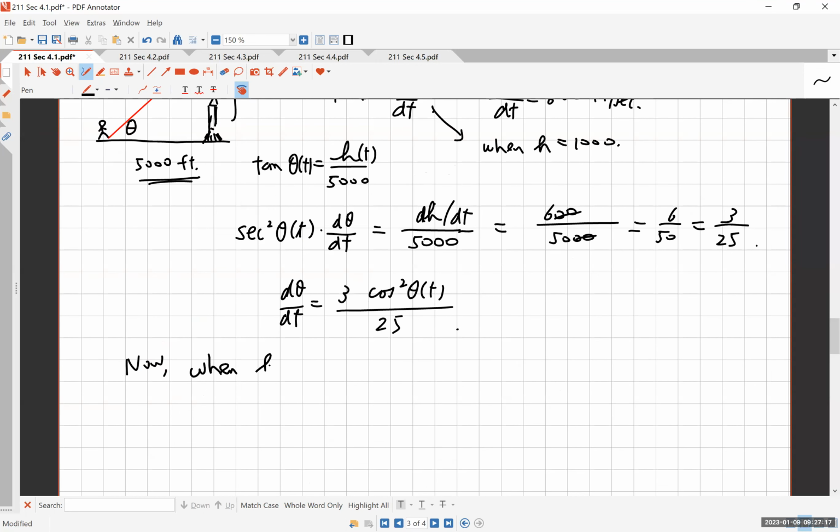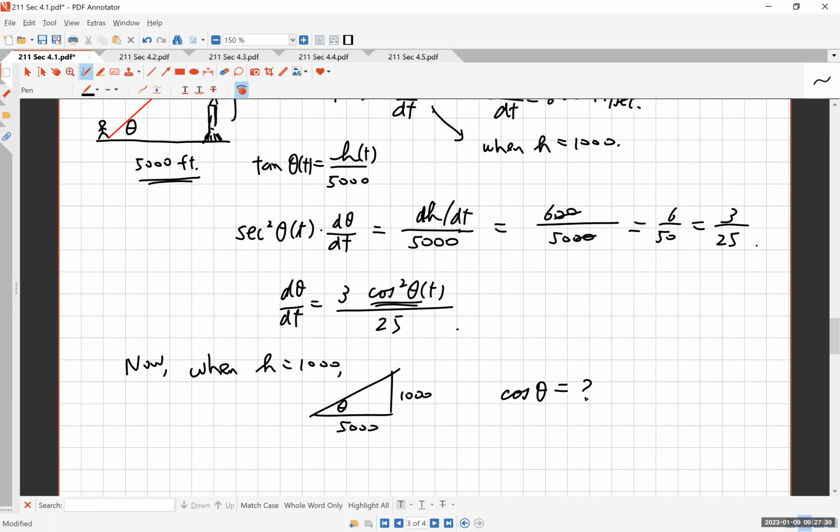So when h is 1,000, you have this picture, which is 5,000 and 1,000. Okay. So what is theta? Actually, what you're looking for is not just theta, but cosine of theta, right? So why don't we find the cosine of theta? Well, that's the question, okay?